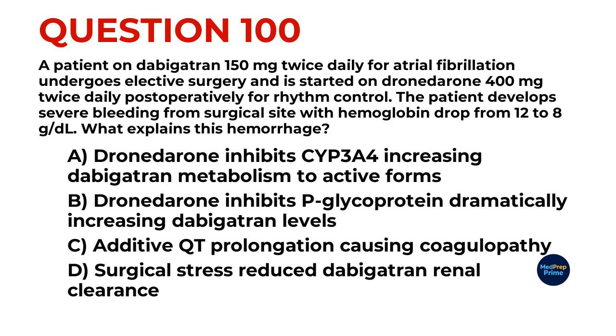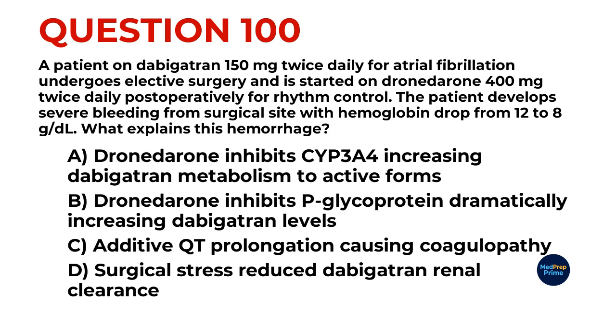A patient on dabigatran 150 mg twice daily for atrial fibrillation undergoes elective surgery and is started on dronedarone 400 mg twice daily postoperatively for rhythm control. The patient develops severe bleeding from surgical site with hemoglobin drop from 12 to 8 grams per deciliter.